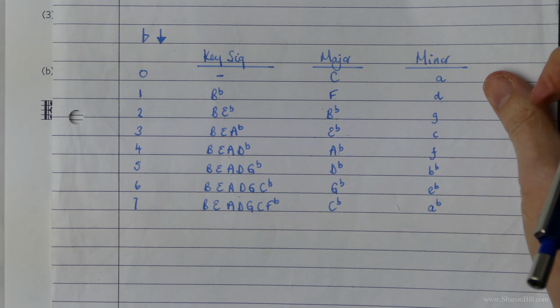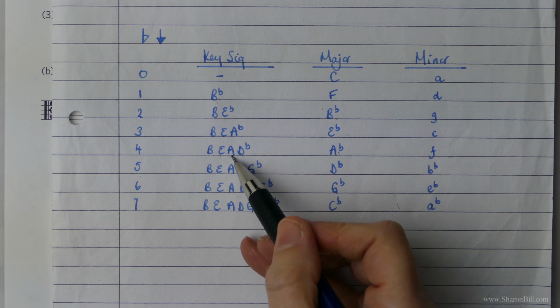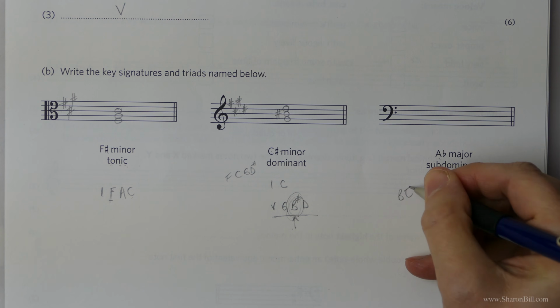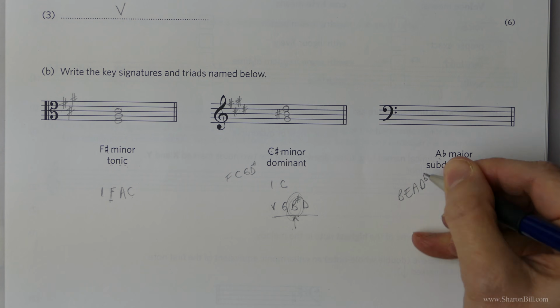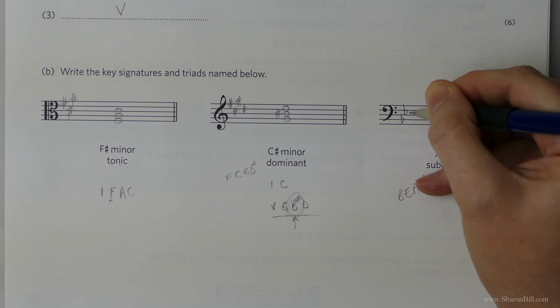And so this last one, A flat major, we're in the bass clef. A flat major, if you refer to your circle of fifths, all the thinking's done, has got a key signature of B flats, E flats, A flats, D flats. So B flats, E flats, A flats and D flats. Let's pop those in the bass clef.